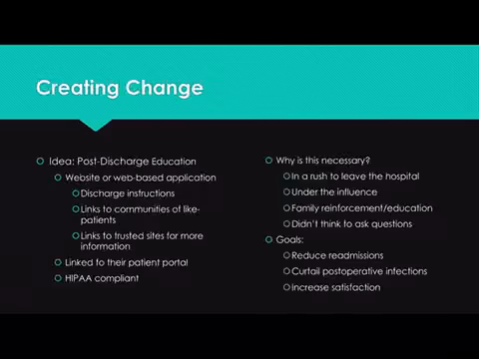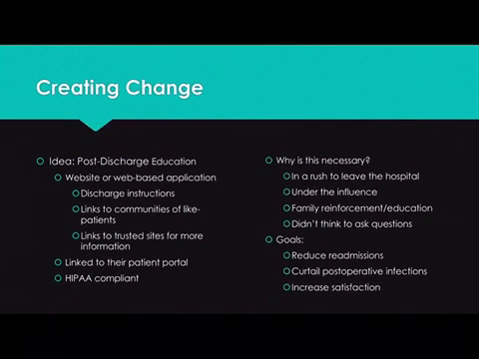Creating change. My idea would be a post-discharge education: a website or a web-based application with a patient's tailored discharge instructions. It would include links to communities of like patients so they can talk with others that have similar conditions or surgeries, and then links to trusted sites for more information.